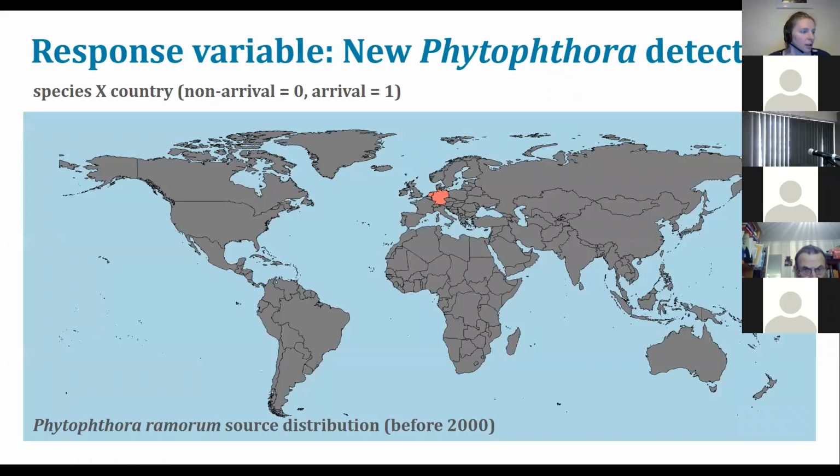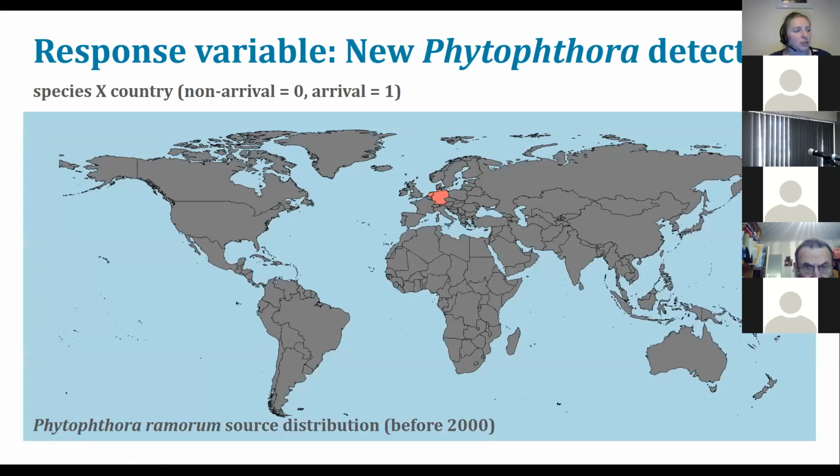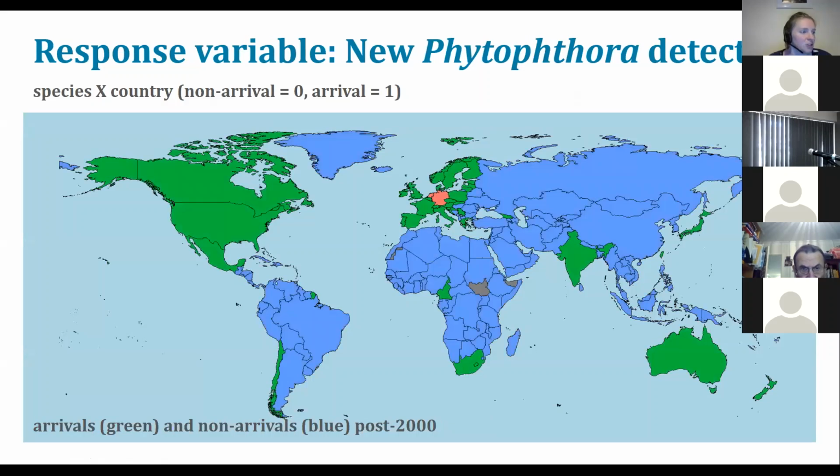And to do this, we wanted to look at patterns of new Phytophthora arrivals globally. So we defined a source range for each species as countries where the species was already present prior to 2000. And this is what that would look like for Phytophthora ramorum. And then after 2000, any new detections outside of the source distribution were classed as arrivals, which are green, and then non-arrivals, which are shown in blue.